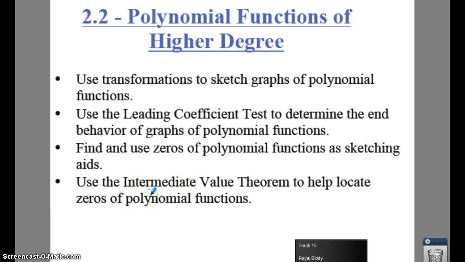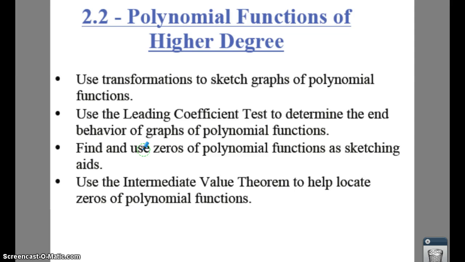2-2 is a wonderful and time-consuming lesson, but we will strive to make our way through it. Here in 2-2, we're going to deal with polynomial functions of higher degrees, which means we're going to have x to the thirds, x to the fourths, x to the fifths, rarely, but sometimes an x to the sixth. We're going to use our transformations to sketch graphs, so shifting, reflecting, stretching, and sometimes shrinking.